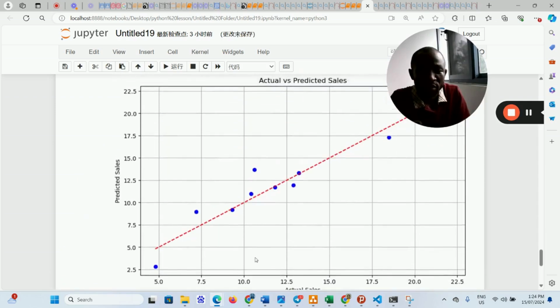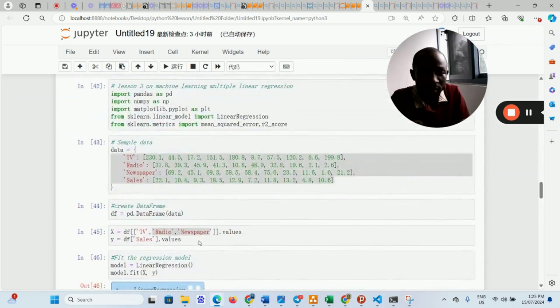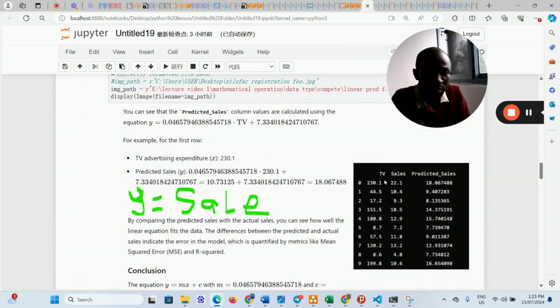Now, to conclude on this part, we have the actual sale and the predicted sale. It is better and preferable to the last one, because in the last one we did not have this good value. There we have the sale and the predicted sale. You see, the sale was 22.1, it predicted 18. The sale was 10.4, it predicted 9. So it was not good.